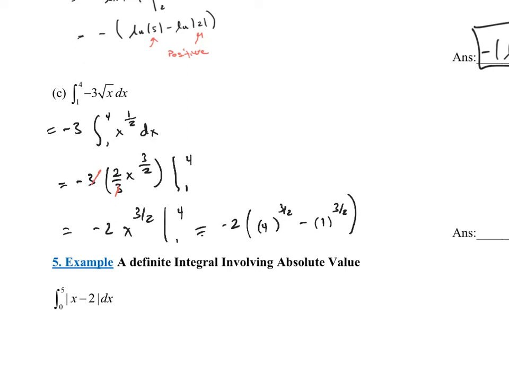I don't know if you need a calculator to do that one. 4 to the 3/2 is the square root of 4, which is 2. 2 cubed is 8. So that first part is an 8 right there. The square root of 1 is 1. Cubed is 1. So 8 minus 1 is 7. 7 times negative 2 is negative 14.